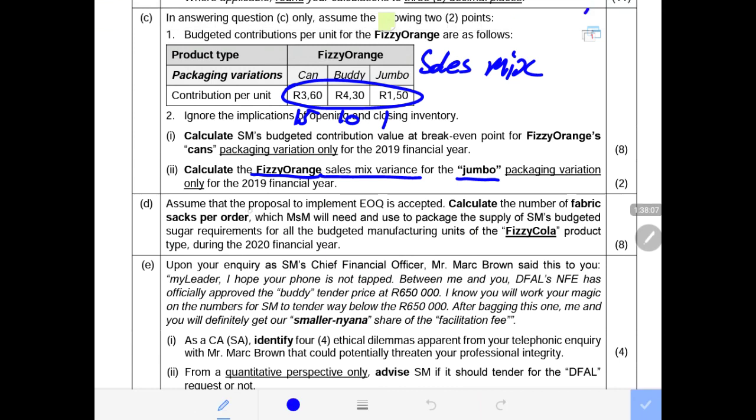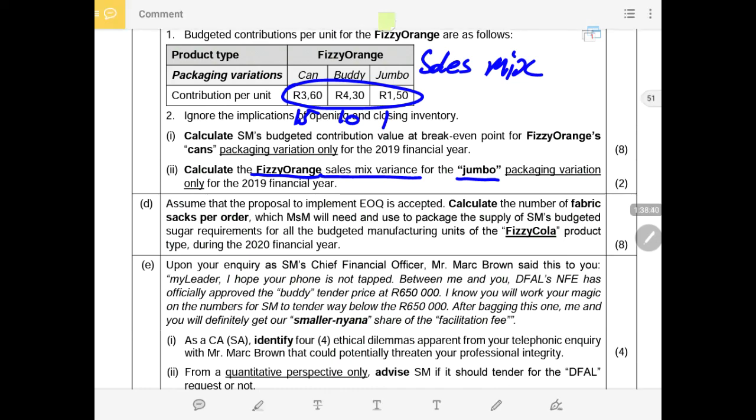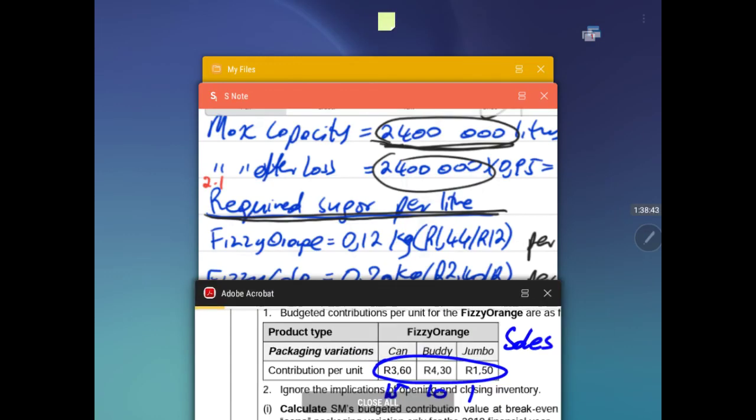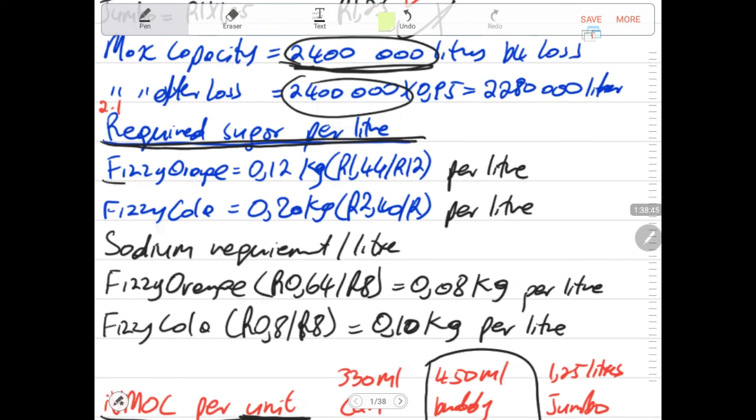It says assume that the proposal to implement EOQ is accepted. Calculate the number of fabric sacks per order which Mohammed SM will need and use to package the supply of SM budgeted sugar requirements for all the budgeted manufacturing units for the fizzy orange product type. So we are looking for the sugar only for the fizzy orange product type. So we are focusing on the fizzy orange product type.